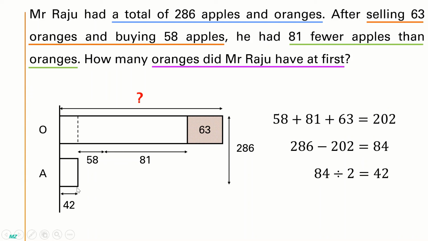So where is the 42? The 42 is here. So this part here and this part here will be 42. 42 will be the number of apples Mr. Raju had at first. So in order to find the number of oranges he had at first, you have to take 286 minus this 42 to get 244. Or you can take 202 plus 42, you'll get the same answer, 244.